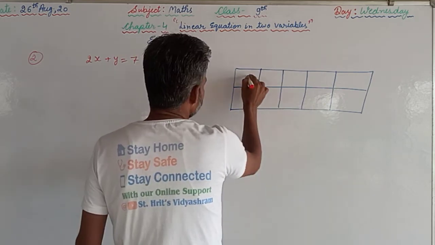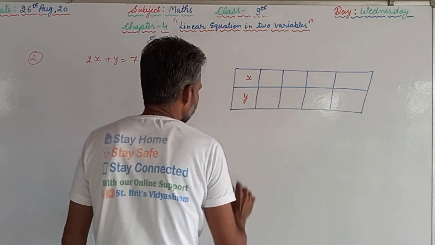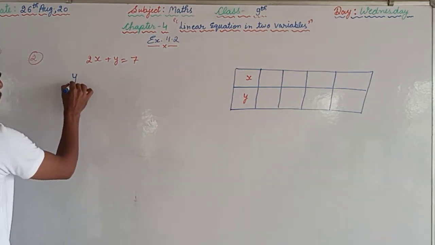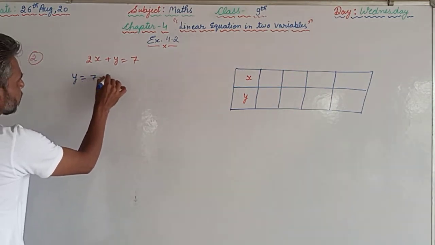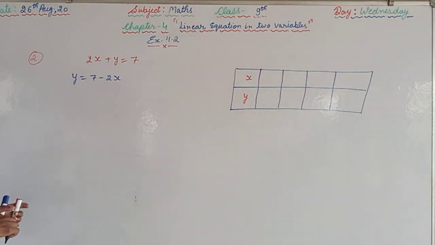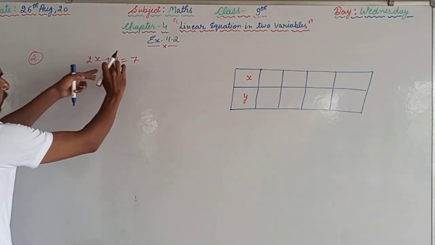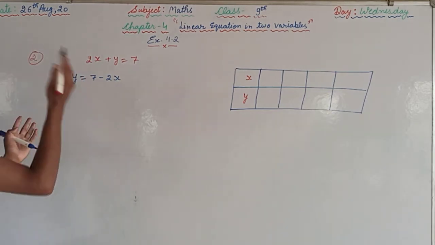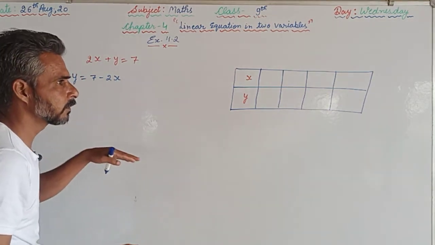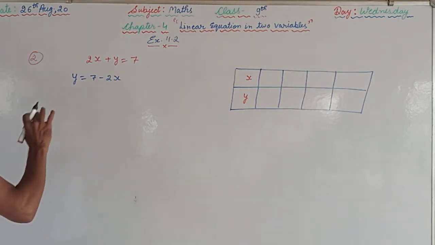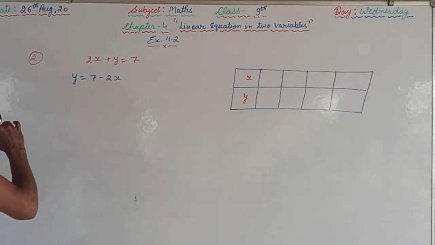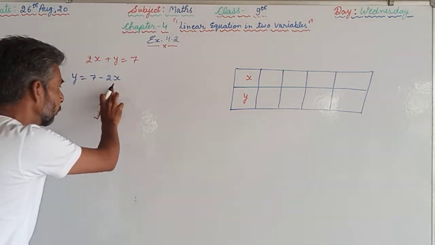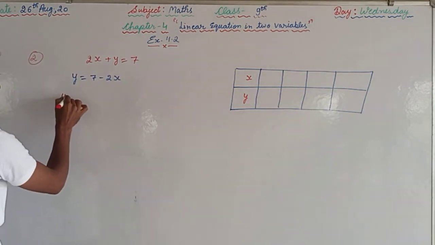For every value of x there will be a different value of y. So from here we can write y = 7 - 2x. Okay, y we kept here, and 2x we have transposed from one side to the other side, means from the left hand side to the right hand side. And when we transpose any term from one side to another, the sign will be changed. Here it was plus, now it will become minus.